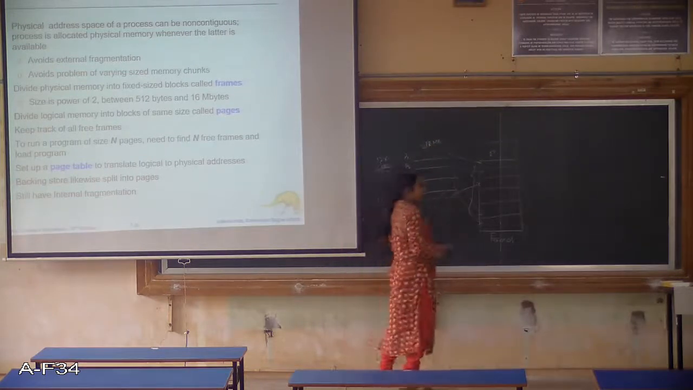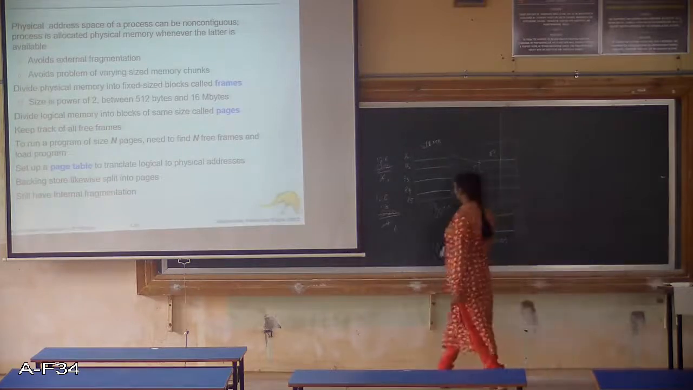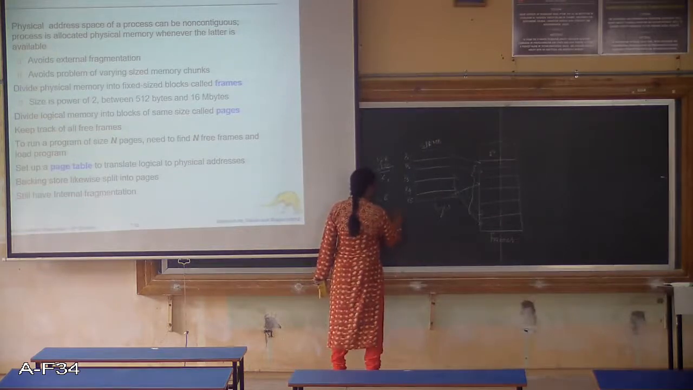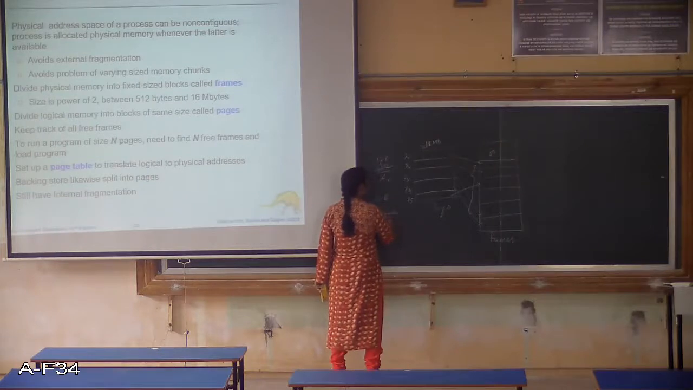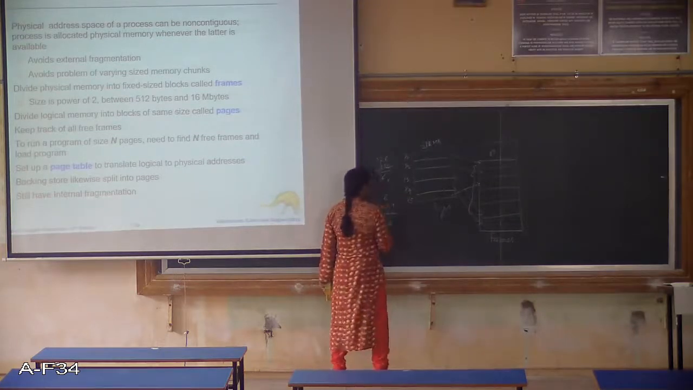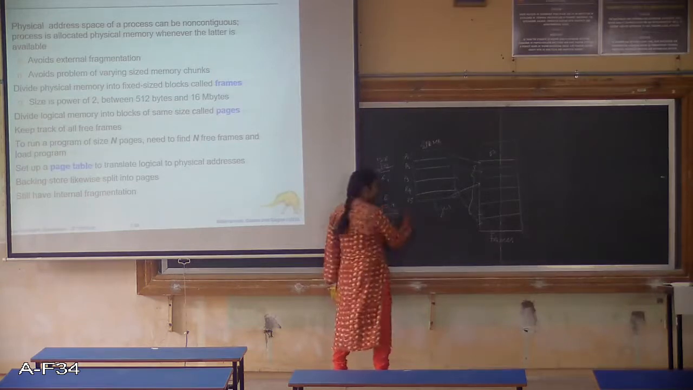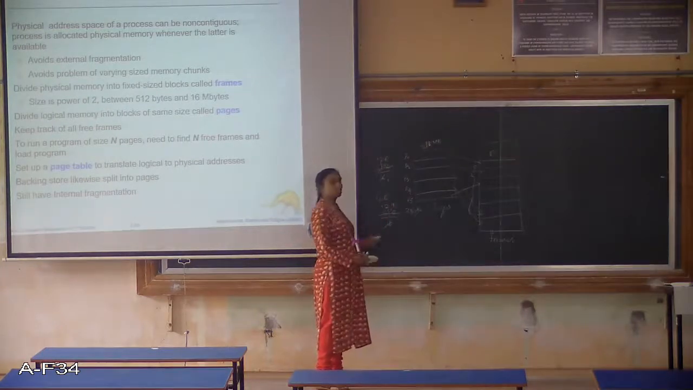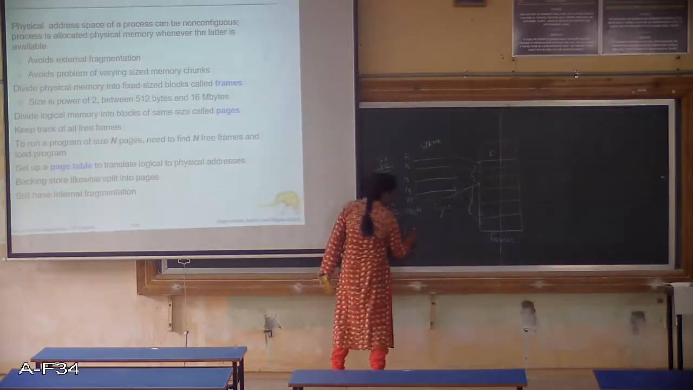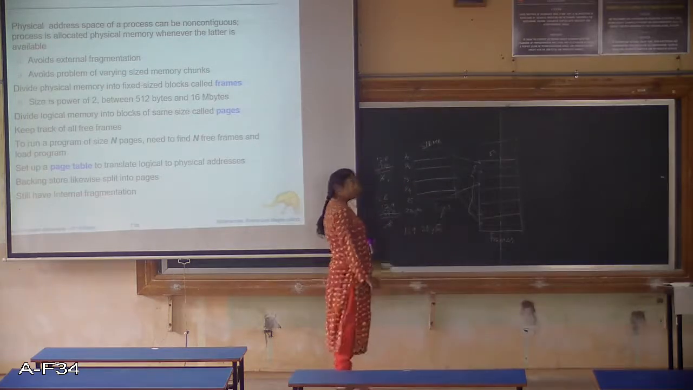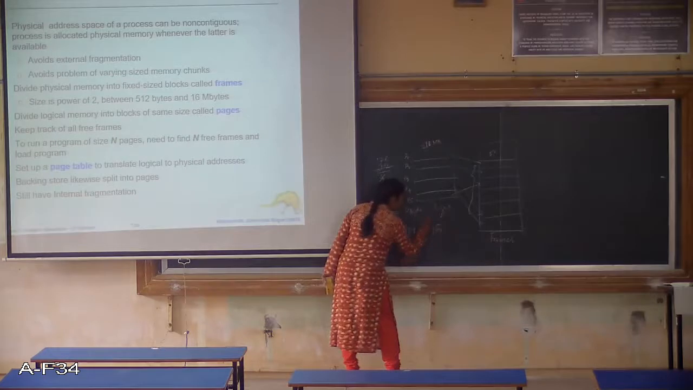This is not evenly divisible, so that we get a fraction value. 518 divided by 4. So 4 ones are 4, 1 remains. 4 twos are 8. Some remainder is left, because 4 nines is 36. So how many pages are required? I will require one more frame.